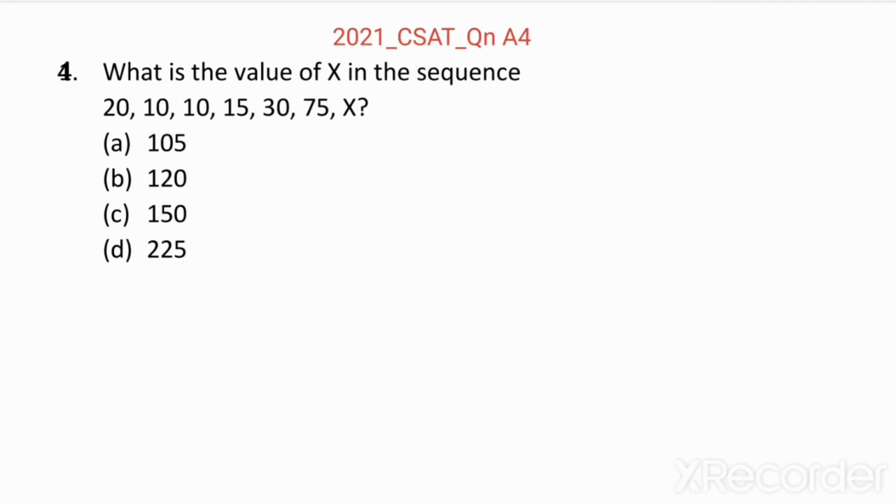Question number 4. What is the value of x in the sequence 20, 10, 10, 15, 30, 75, x? Here in this sequence, the sequence is progressing by the second term divided by first term. 10 by 20 equal to 1 by 2.